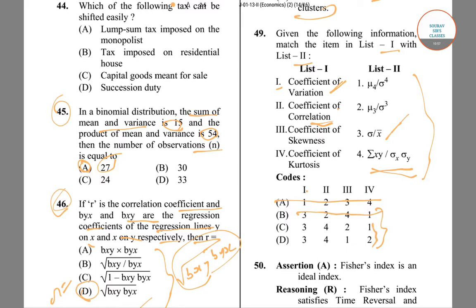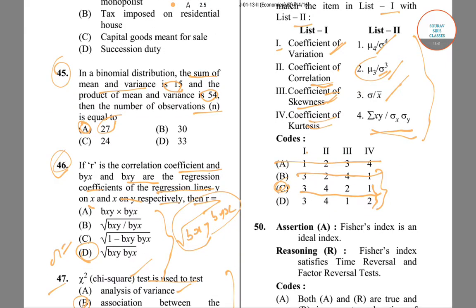Now the third option is given by coefficient of skewness is equals to, we know it will be mu 3 by sigma cube. So coefficient of skewness is given by mu 3 by sigma cube. So it will be option 2. And coefficient of kurtosis is given by mu 4 by sigma to the power 4. So for this, we know the right answer is option C. That is option C.